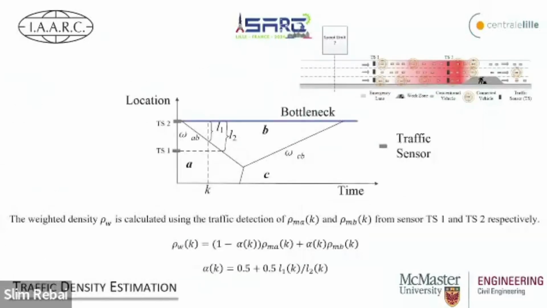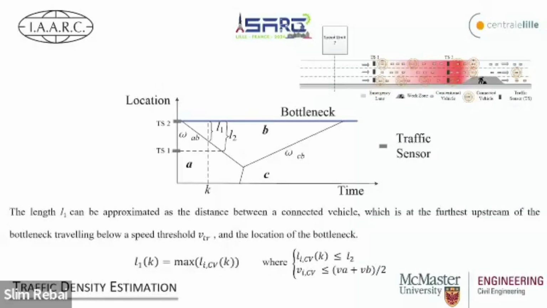The weighted density is calculated by assigning a weight between the two traffic sensors: the traffic sensor at the merging area, and the traffic sensor at the distant upstream of the work zone. To calculate this weight, we use the kinematic wave theory from transportation. And this weight uses two lengths. One is L1, which is determined by the connected vehicle, and L2, which is determined by the distance between these two sensors. L1 can be obtained by using a connected vehicle.